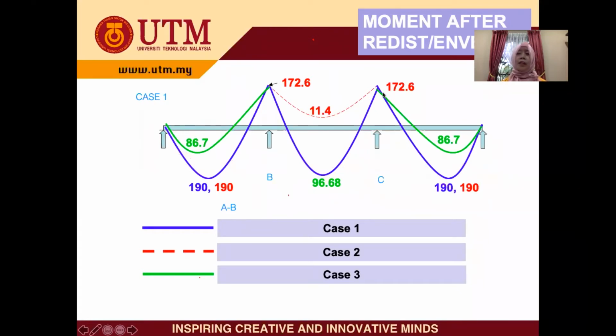This figure shows the moment after redistribution. Remember, we have 3 cases. In this example, we fix the moment at 172.6 and calculate for all cases. So we have the new moment after redistribution. Again, we need to draw the envelope. So this is the envelope.